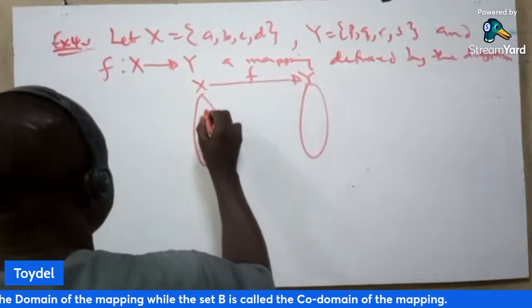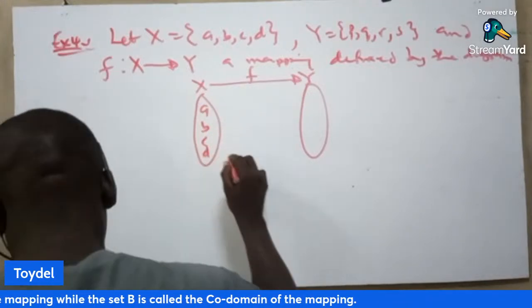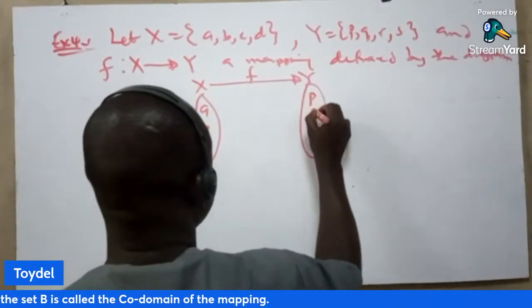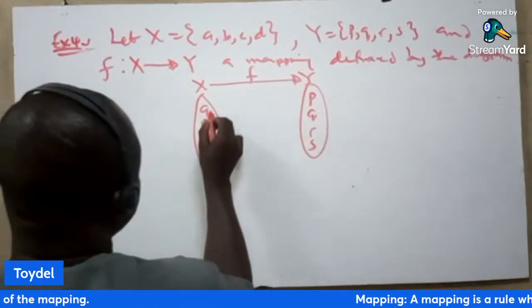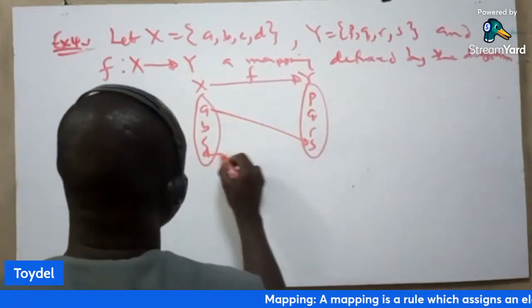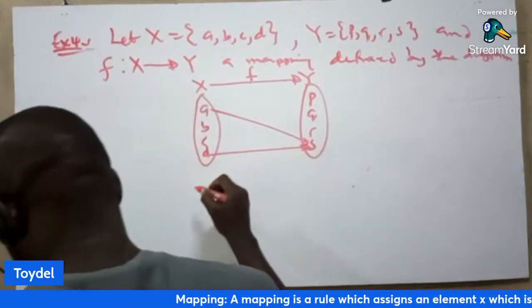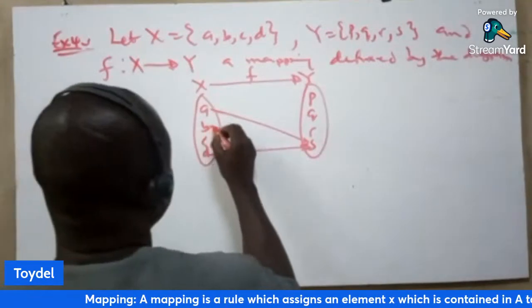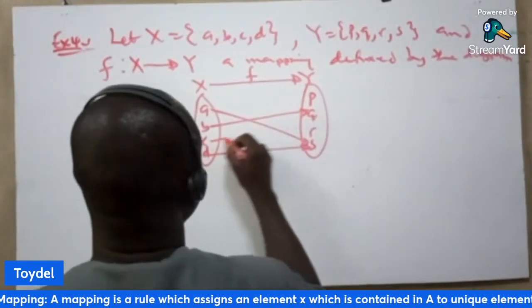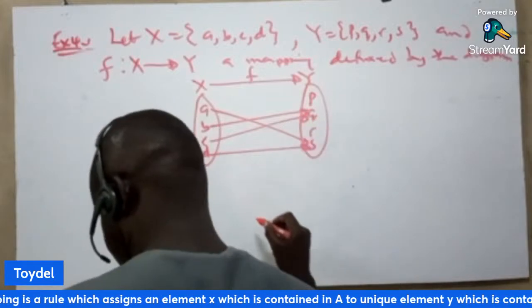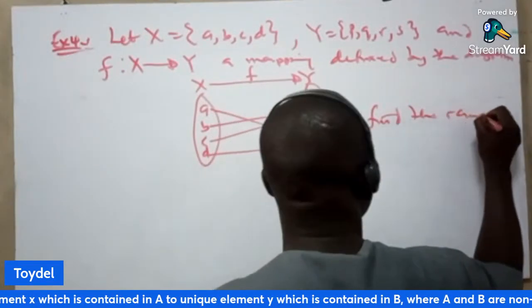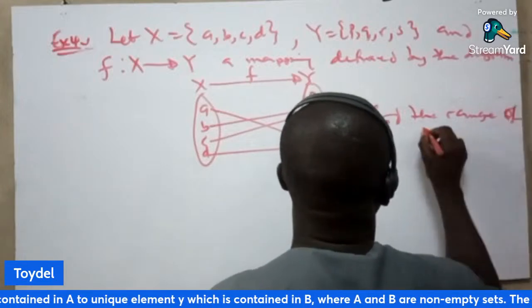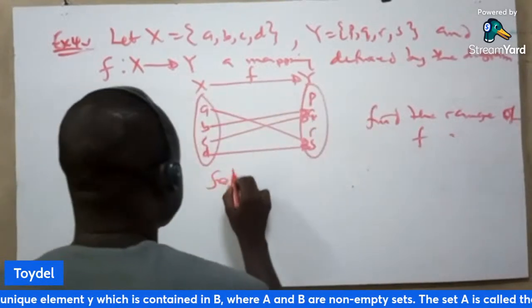We have A, B, C, D. Then we have P, Q, R, S. So we have A and D to S, A and D to S, okay? Then B and C to Q, B and C to Q. Okay, the question now says, find the range of the relation f.